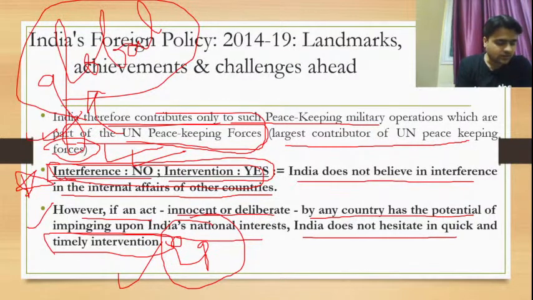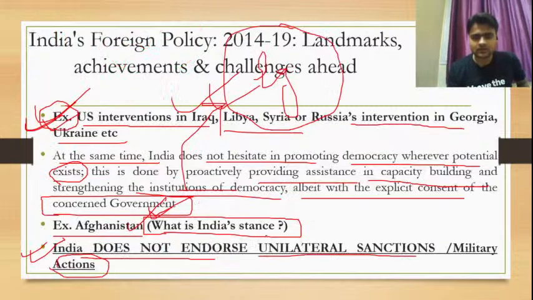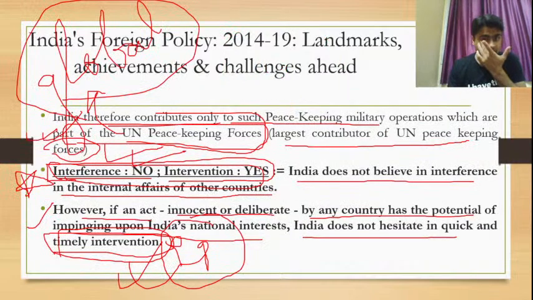Okay, then Hong Kong crisis. Okay, Hong Kong crisis is there, but there we did not intervene, isn't it? I am asking you, give me an example where we intervened. And another question which I asked you, tell me what is India's stance in terms of Afghanistan. Fine, give me the answer. I have not received the answer till now.